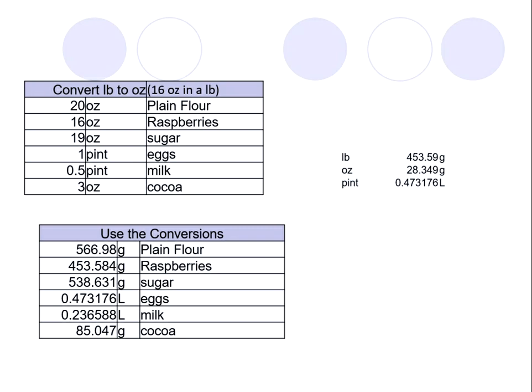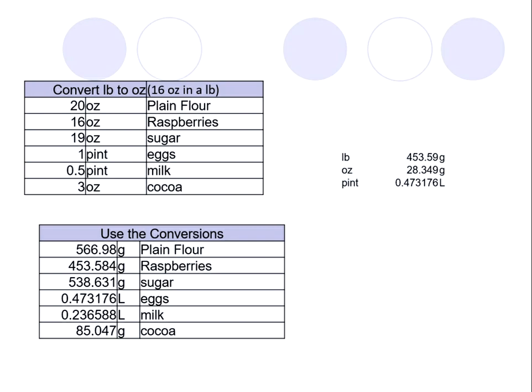Okay, 19 ounces of sugar. That was 1 pound 3 ounces. When you multiply the 1 by 16 ounces per pound and then add the 3 on, it gave us 19. 19 multiplied by 28.349 gave us 538.931 grams.